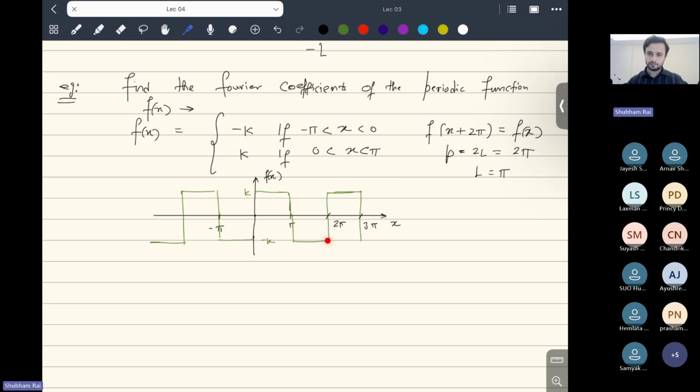Yes, in this question, the first term will be 0. Yes, correct, you're right. I'm just drawing the function as of now. Yes, you can actually derive a0, an and bn. So a0 will come out to be 0. We will do that, but I want to tell you the significance of this kind of function.